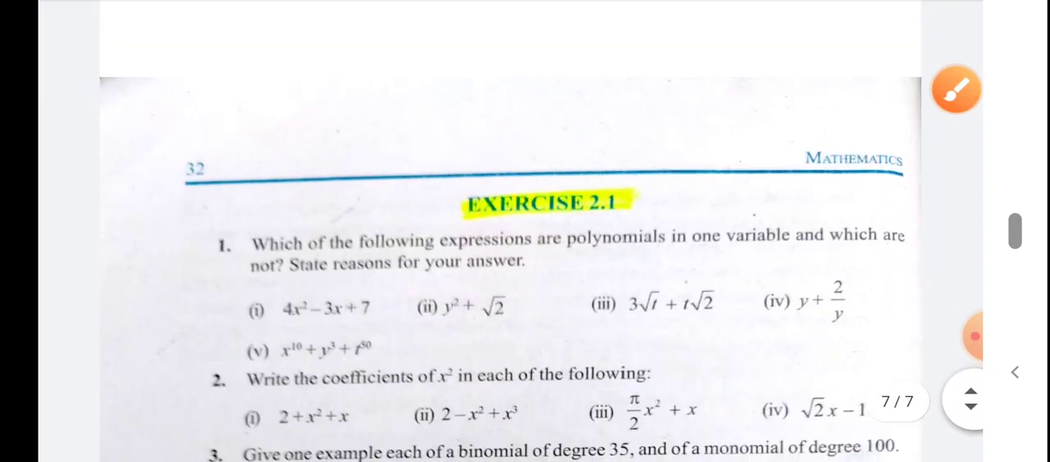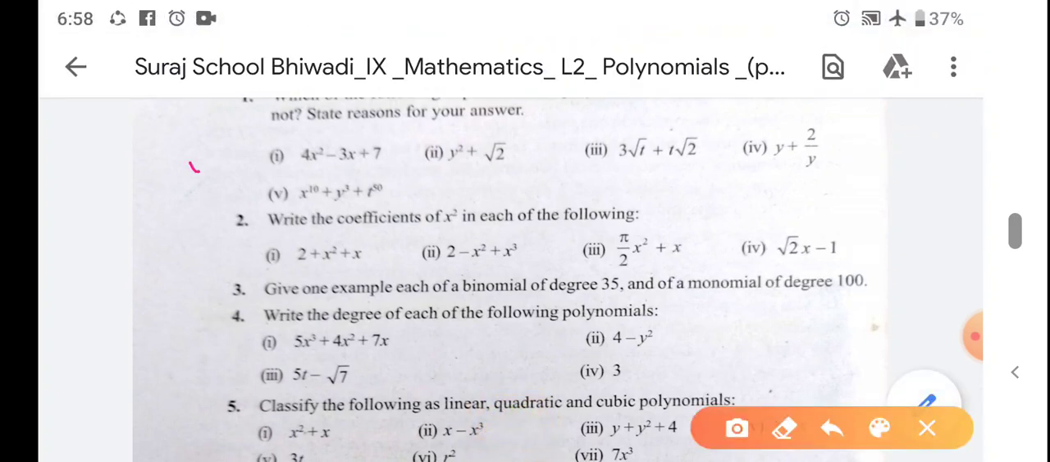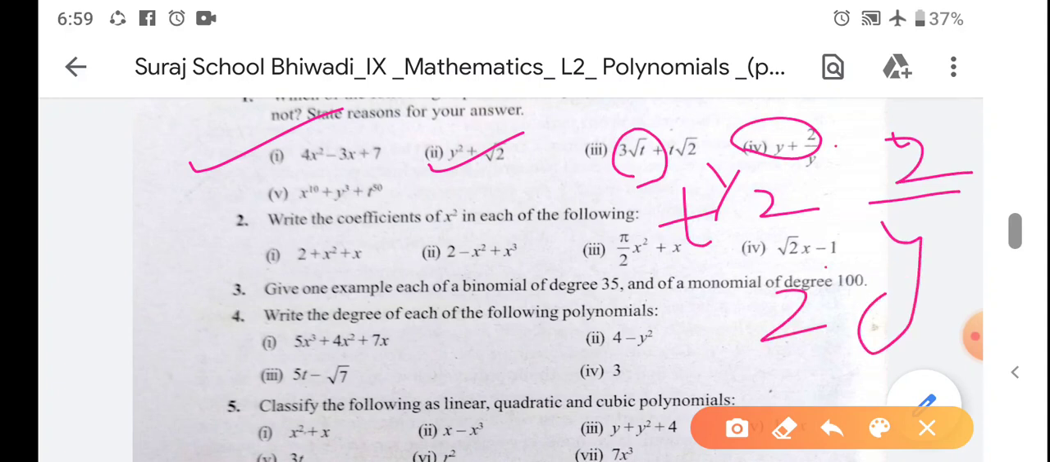Fine. So now you are able to solve this exercise. Which of the following are polynomials in one variable? Yes, this is a polynomial. This is a polynomial. This is not a polynomial as the degree is a fraction. Degree should be a whole number. Here it is not a polynomial because 2 upon y can be written as 2y to the power minus 1. Degree is negative, not possible. And here the polynomials are in 3 variables. Here the degree is not a whole number. Here the degree is an integer. It should be a whole number.